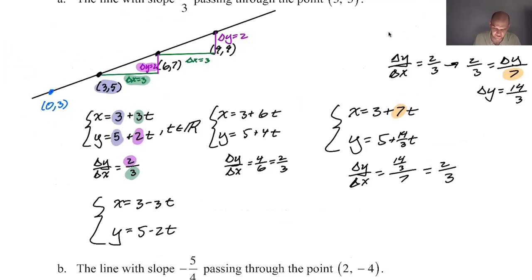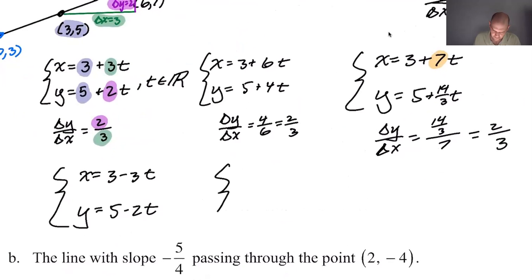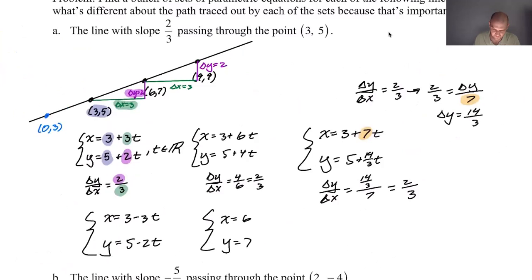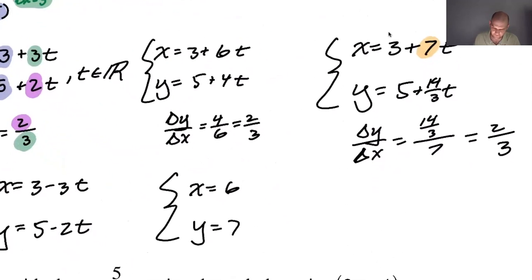So I could use x equals 6, y equals 7, right? That was one of the points. And then take your pick of any of our delta y, delta x's, plus 6t, plus 4t. So this is starting in a different place and going at a different speed.